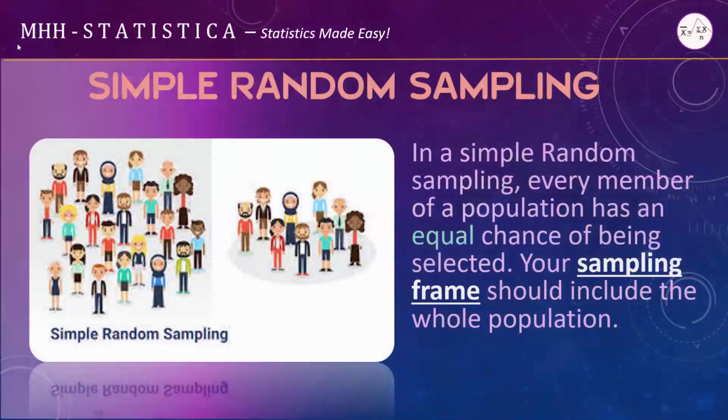The first type of probability sampling is simple random sampling. In simple random sampling, every member of a population has an equal chance of being selected. I've said equal chance. Your sampling frame should include the whole population. I said a sampling frame. Let's see what a sampling frame is.